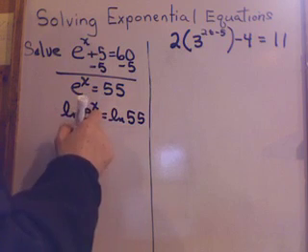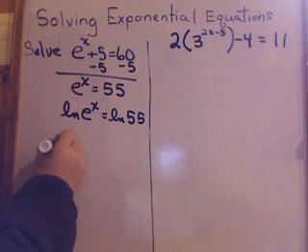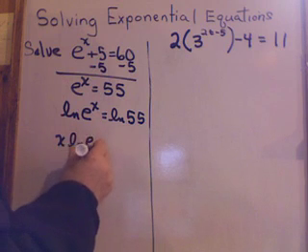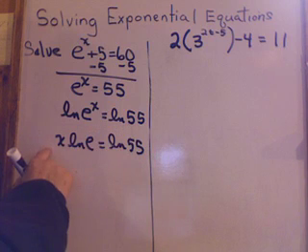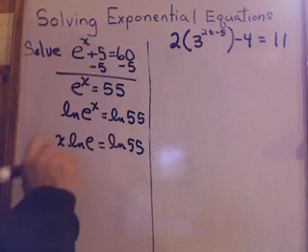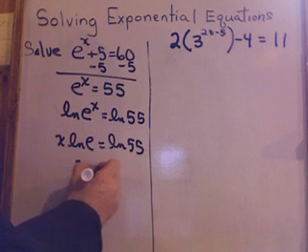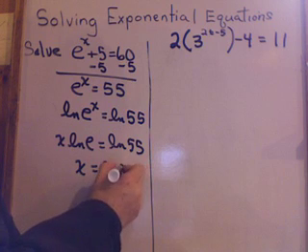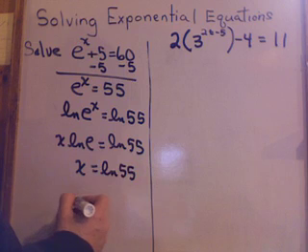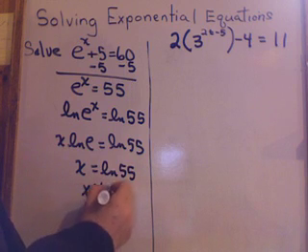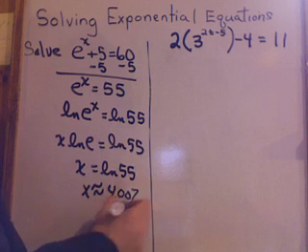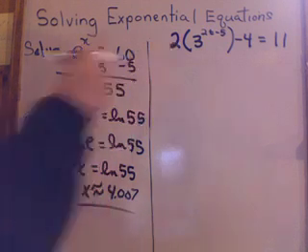All right, take that x, multiply it times the front. Some people skip this step. I like to write it. ln e is 1, so now we have x equals ln 55. And again, using the calculator, x is approximately 4.007. All right, let's do another one.